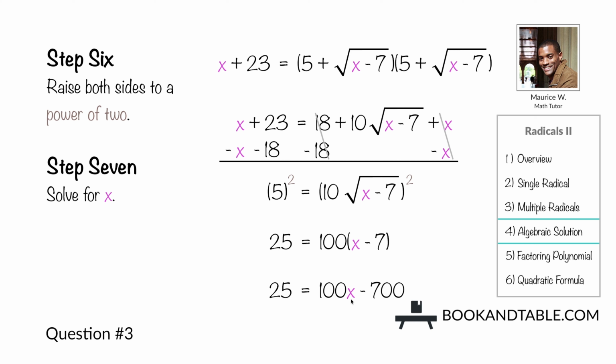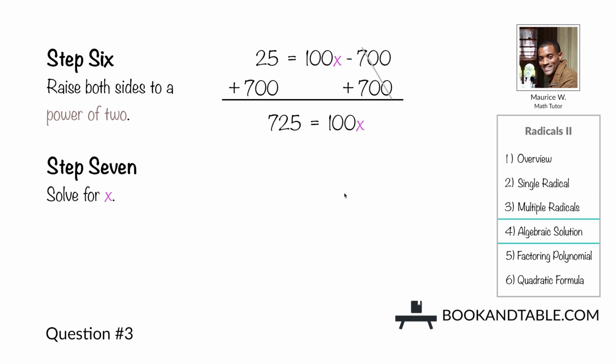x appears once, so we can solve for x. First, remove the constant. So we add 700 to both sides. 25 plus 700 is 725. To get rid of the coefficient 100, we divide both sides by 100. 725 divided by 100 is 7.25. So the answer to question number 3 is x is equal to 7.25.